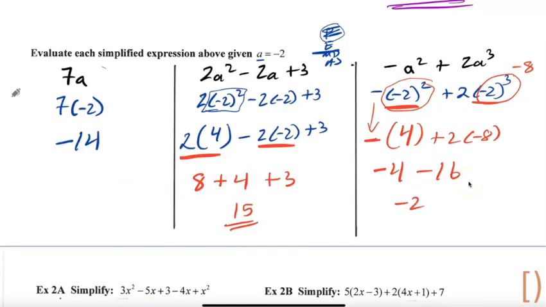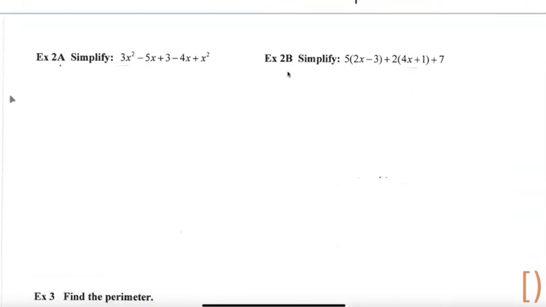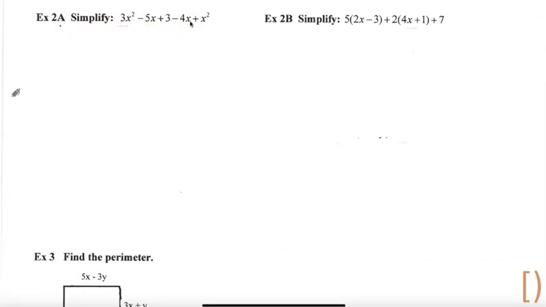So I get -20. Okay, let's do a few more. We're going to simplify this a little faster, though. First thing I do is add up like terms. So let's figure out which is like terms.